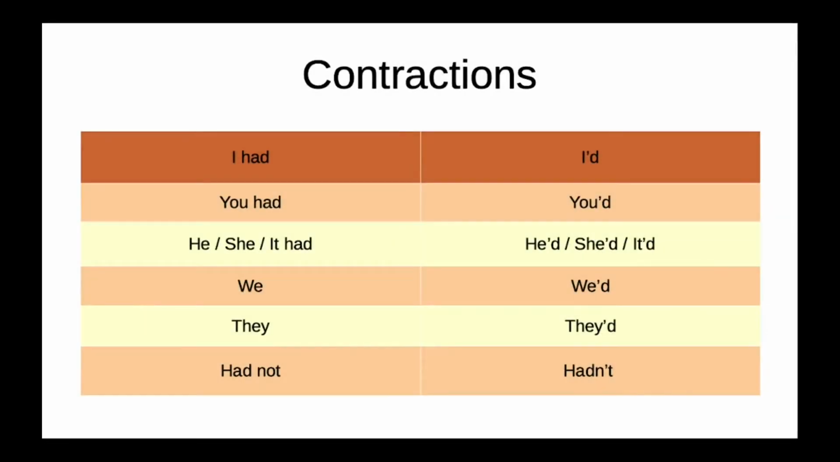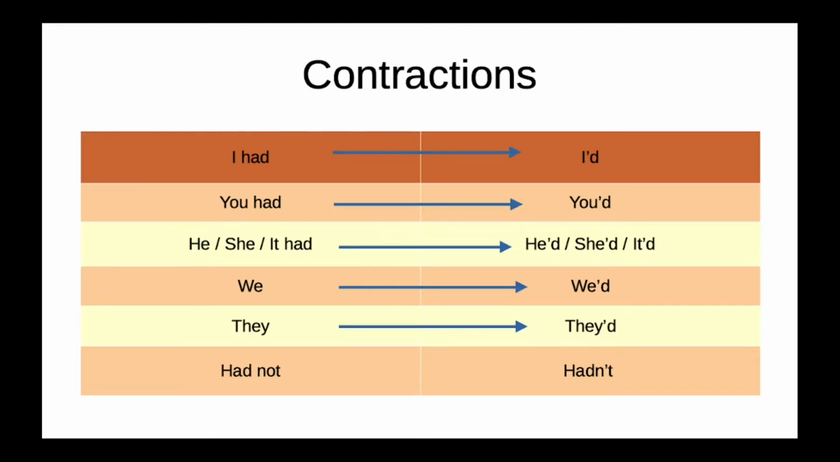When we use the past perfect in speaking and in informal writing like text messaging, we often contract the subject and the helping verb. So for example, "I had" becomes "I'd," "you had" becomes "you'd," and so on. In negative sentences, we may contract the helping verb and not. So, "had not" becomes "hadn't."